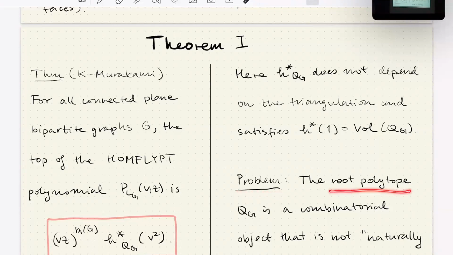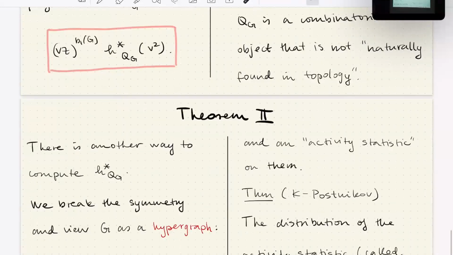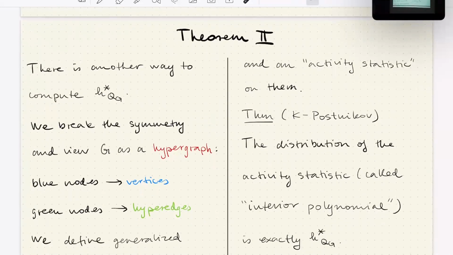This root polytope that appears in it, QG, is a combinatorial object. It doesn't quite naturally appear in the topology. It's really kind of an artifact. But there's theorem 2, which says that there is an alternate way to compute this polynomial H star. Well, the first way being that you triangulate and you keep track of certain data as you go through the triangulation, and end up computing H star.